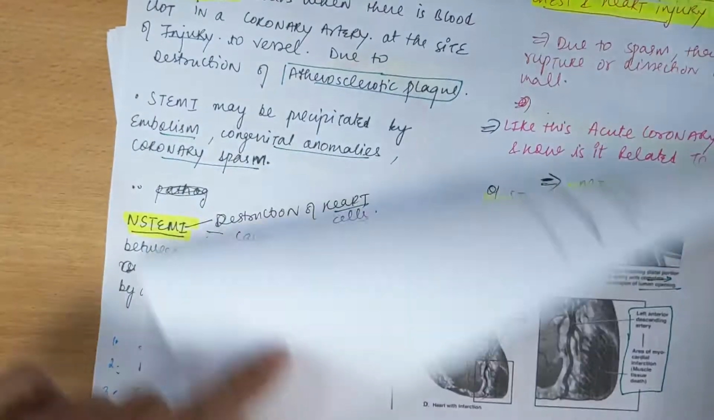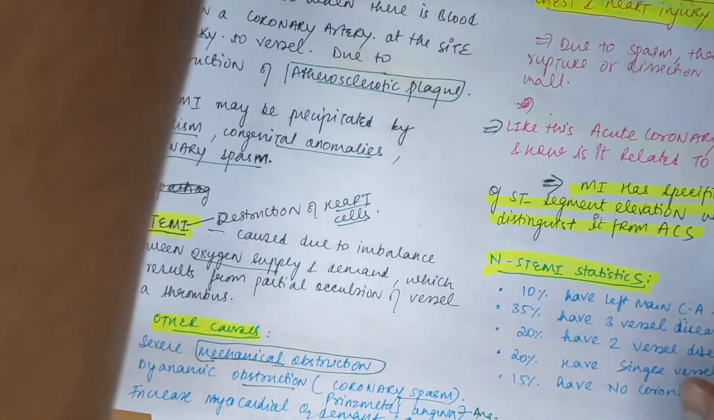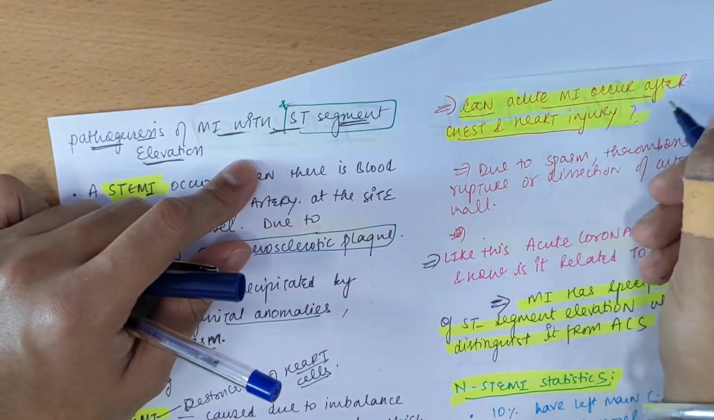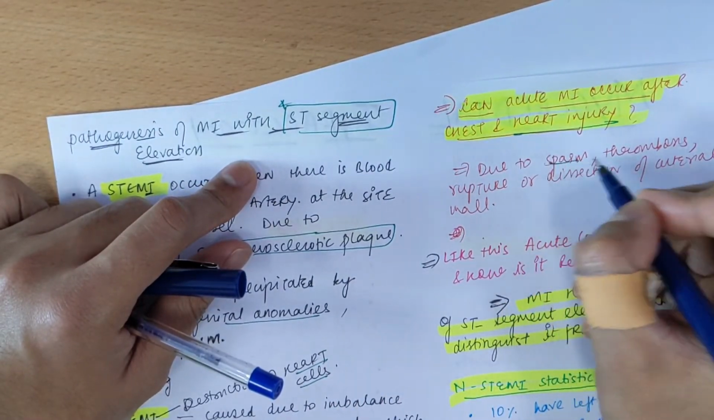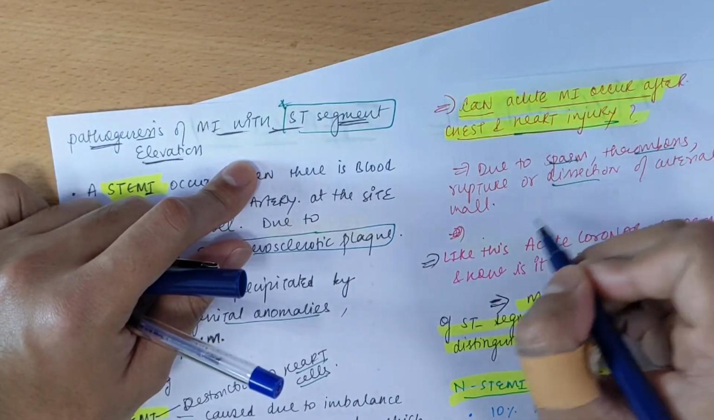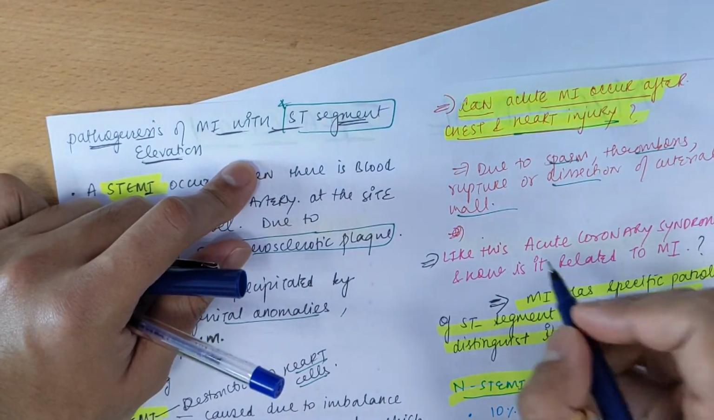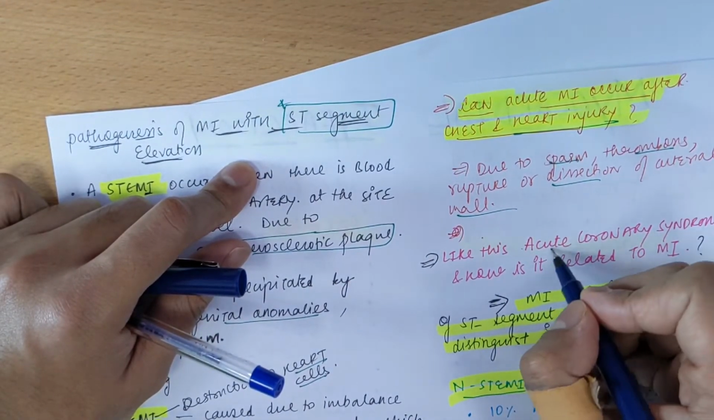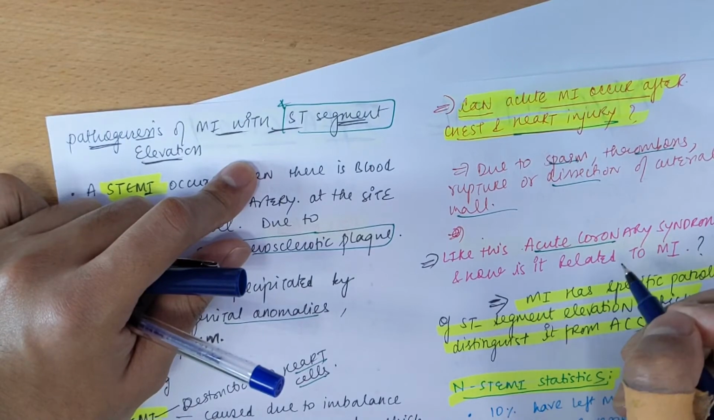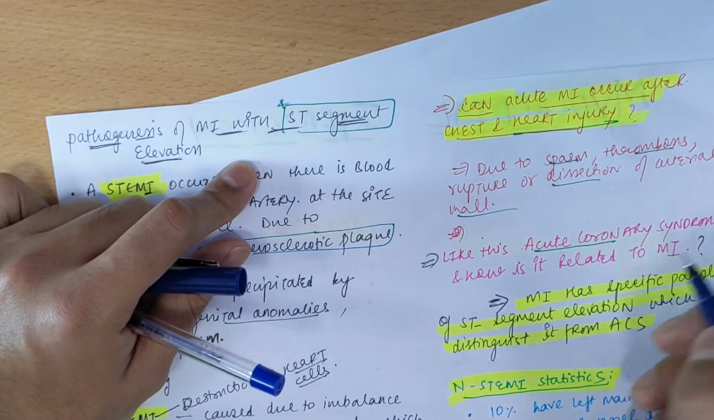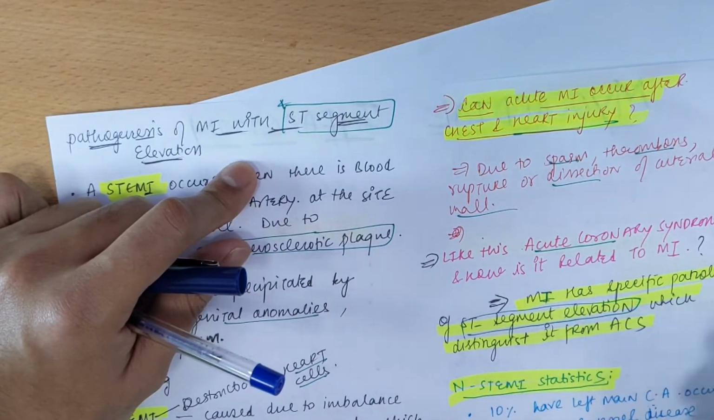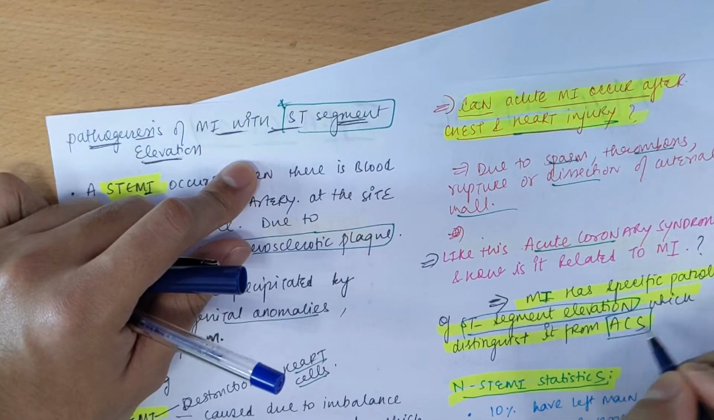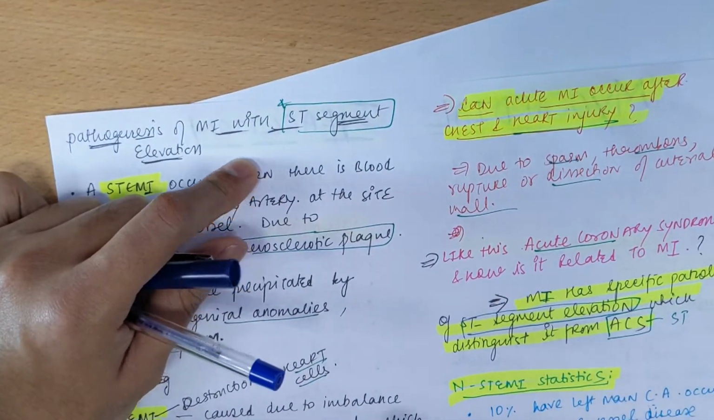Now there is one FAQ, a frequently asked question: can acute MI occur after chest or heart injury? Yes, there is a chance due to spasm, thrombosis, or rupture or dissection of the arterial wall. And if we have to differentiate between acute coronary syndrome and how it is related to MI, in MI we specifically see the ST segment elevation, which distinguishes it from ACS. In ACS there is no such ST elevation in the ECG.